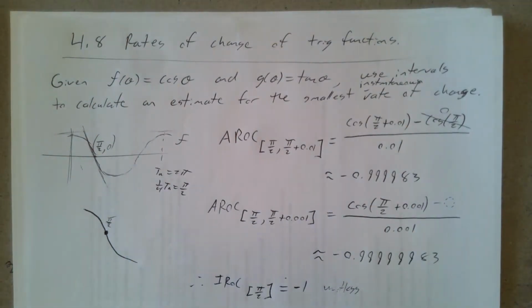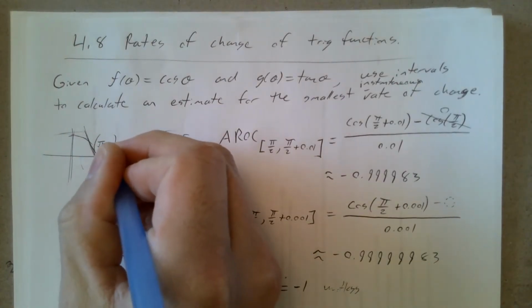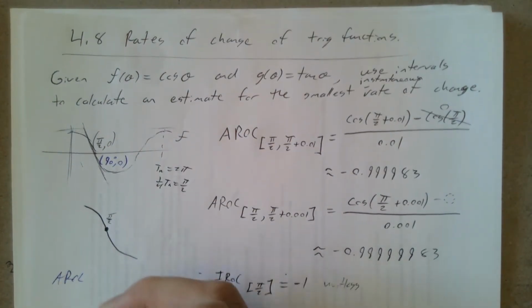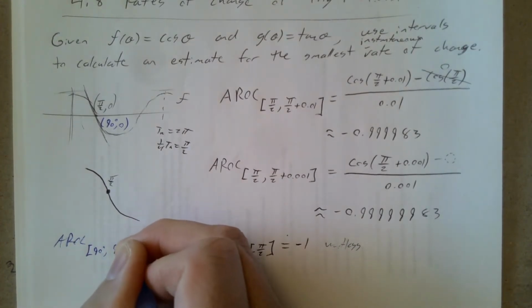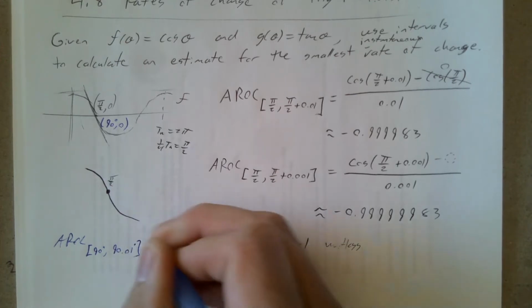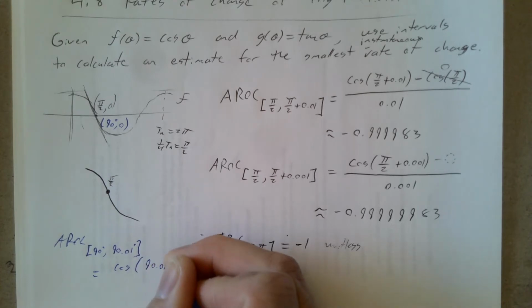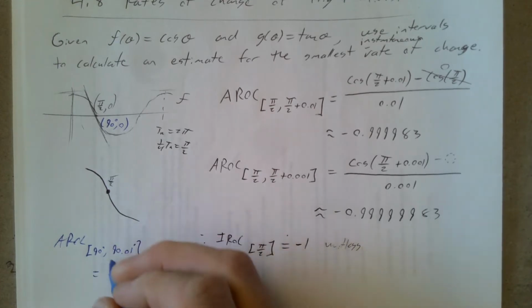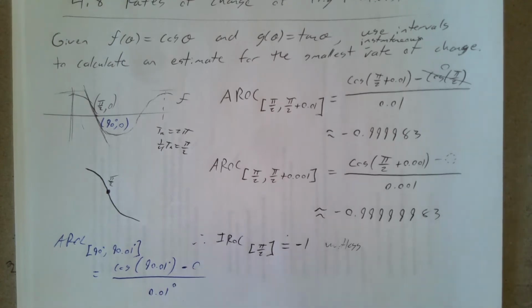And here's the other problem with degree mode. You might think degree mode would be easier to get centered or following intervals close to 90. Let me try doing the average rate of change from 90 degrees to 90.01 degrees. That's going to be the cosine of 90.01 degrees, and my calculator can do that if I'm in degree mode. Minus 0 all over. My delta theta here is going to be 0.01 degrees. All right.